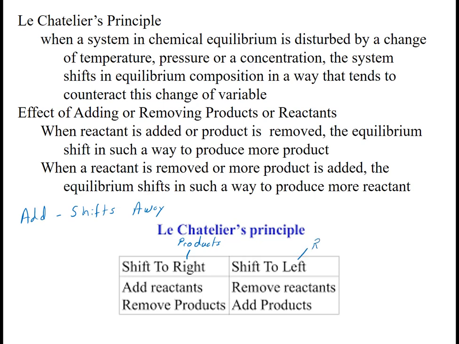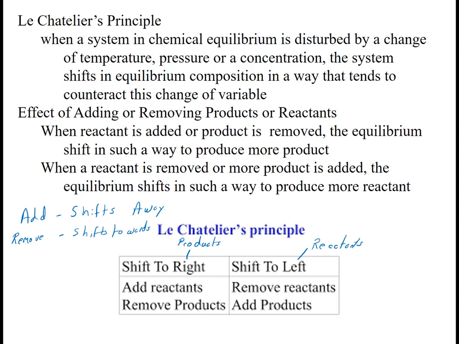And left is reactants. So when I add a reactant, it shifts towards the products. When I add a product, it shifts towards the reactants. So when I add something, it shifts away from it. When I remove something, it shifts towards the removal. So if I remove a product, it shifts towards the products. If I remove a reactant, it shifts towards the reactants. And to me, that's an easier way of thinking about it than any of the others, because I basically just now have two statements. If I add something, it shifts away from what I added. If I remove something, it shifts towards what was removed.